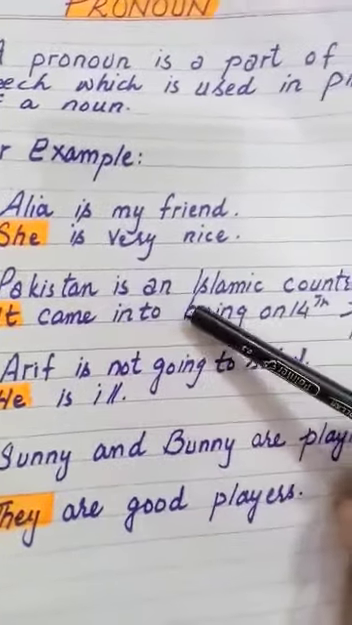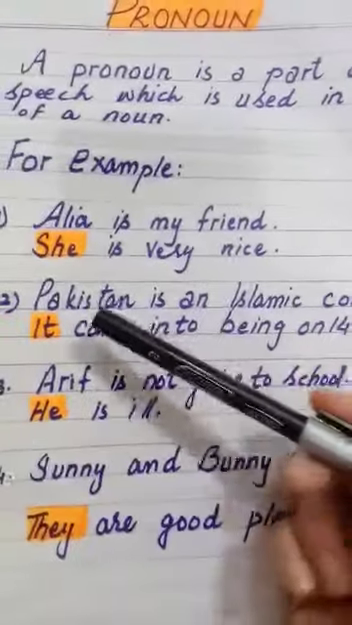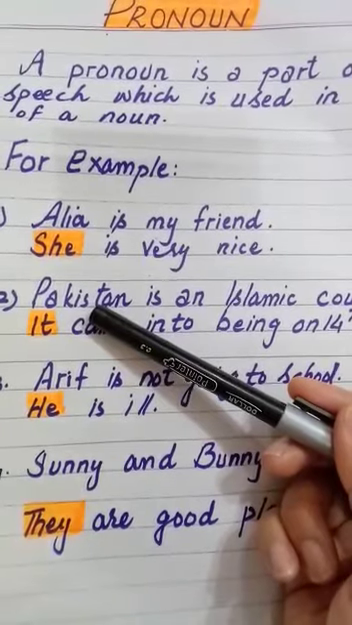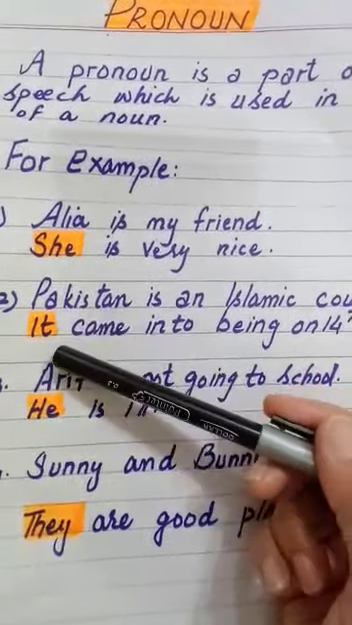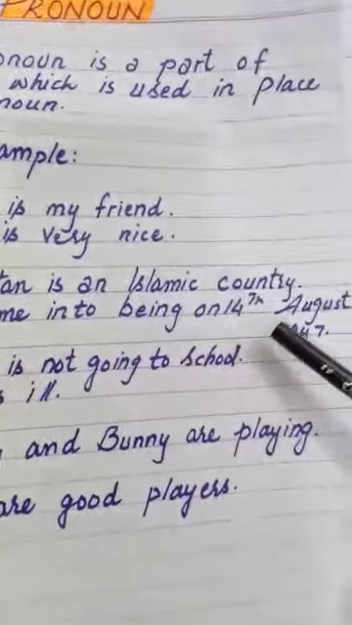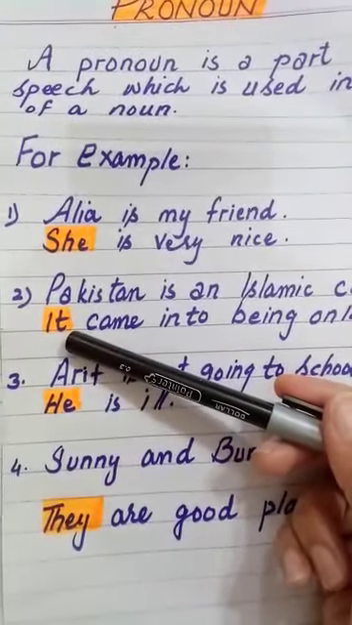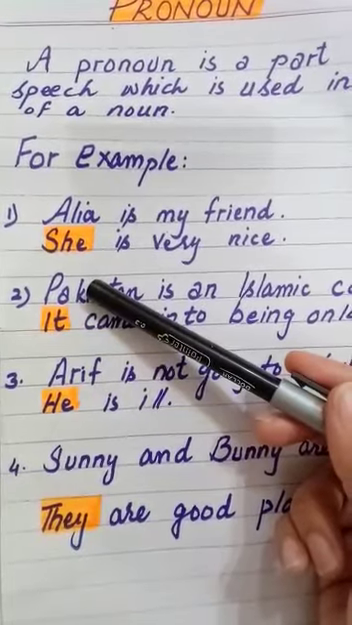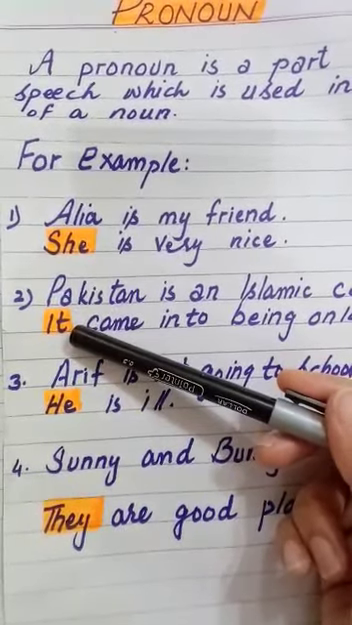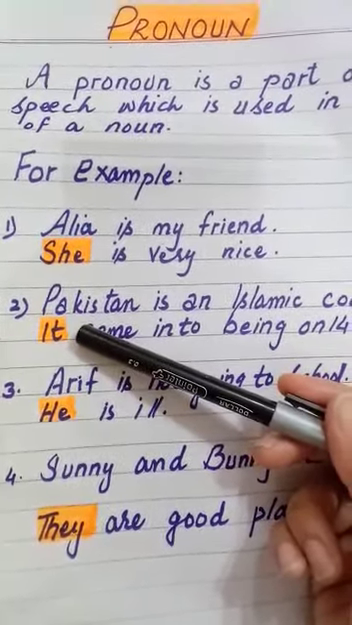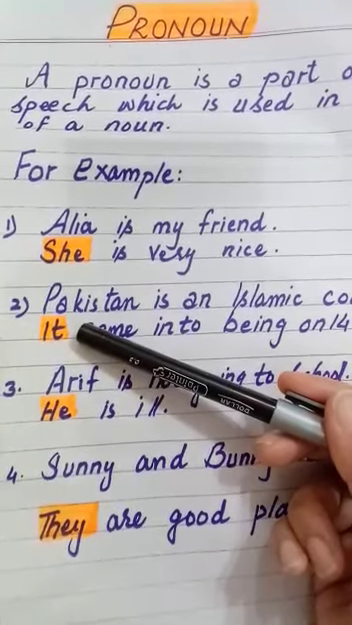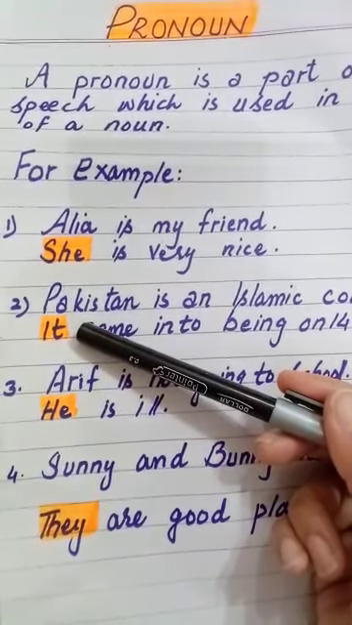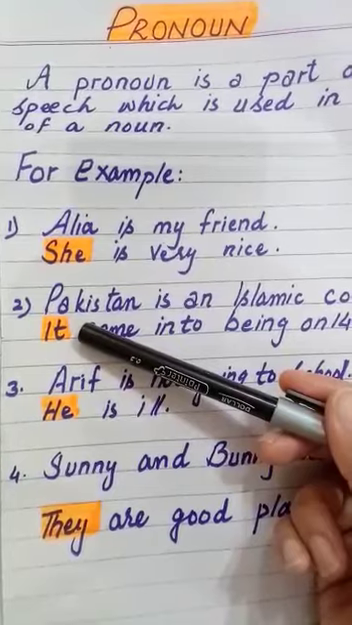Similarly, Pakistan is an Islamic country. Pakistan, here it is noun because it is the name of a place. It came into being on 14 August 1947. I use a word it in place of Pakistan to avoid repetition. Basically, the objective and the purpose of pronoun is to avoid repetition of using nouns again and again.